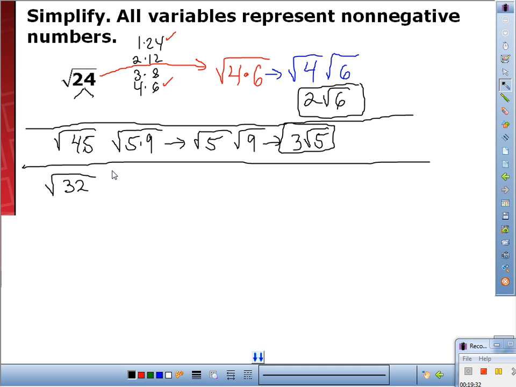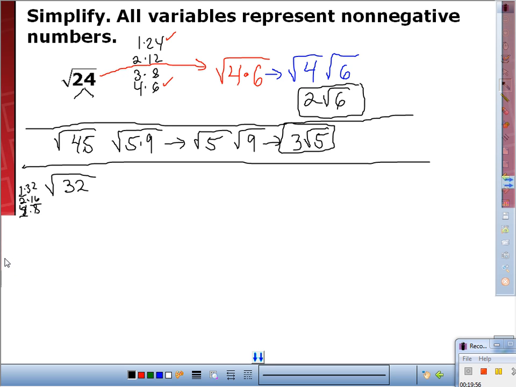Let's see. Factors of 32. We got 1 times 32. I'm going to write them out over here on the side so you can see. 1 times 32, 2 times 16, 3 times nothing, 4 times 8, and then they repeat, right? So, which ones have a perfect squared number? 1, 16, and 4. All three of them do.